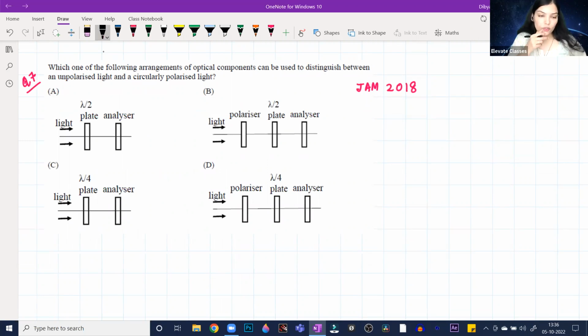Which one of the following arrangements of optical components can be used to distinguish between an unpolarized light and a circularly polarized light? So two kinds of input are given to us. One is an unpolarized light and another is a circularly polarized light. So which of these setups lets me distinguish between the two, that the inputs are of different kinds? So try to do this question.